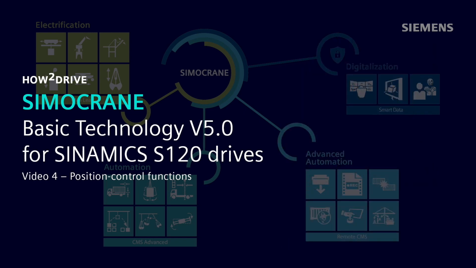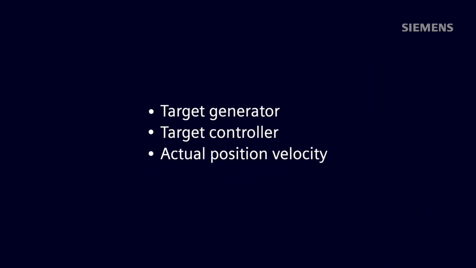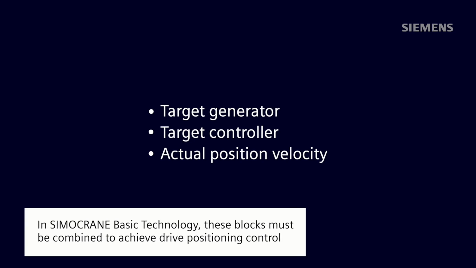This is the fourth in a series of videos introducing SIMOCRANE Basic Technology V5.0 for the SINAMICS S120 drives platform. This video will cover position control functions that include the target generator, target controller, and actual position velocity blocks. Unlike some of the previous videos in this series, these three blocks all work together to provide positioning control in the drive. So, while they are all standalone blocks that perform specific functions, they must be combined to achieve positioning control in the drive in SIMOCRANE Basic Technology V5.0.